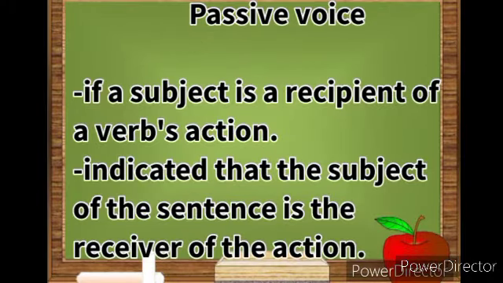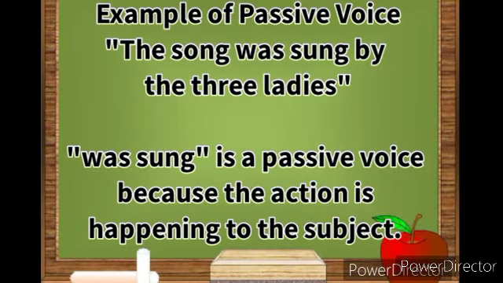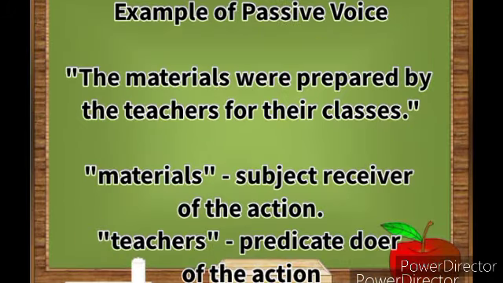Passive voice. If a subject is a recipient of a verb's action, it is a passive voice. A passive voice indicates that the subject of the sentence is the receiver of the action. Example of passive voice. The song was sung by the three ladies. Was sung is a passive voice because the action is happening to the subject. Another example of passive voice. The materials were prepared by the teachers for their classes. Materials is the subject, the receiver of the action. Teachers is the predicate, the doer of the action.